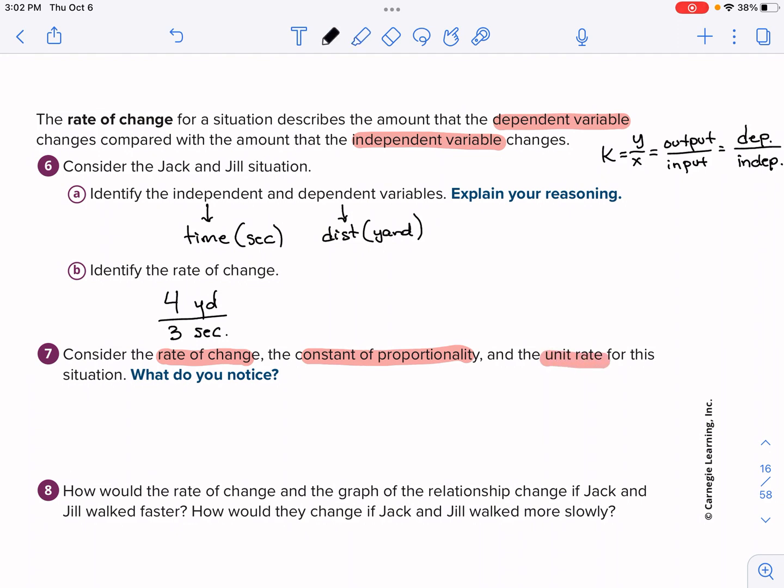They are all the same. They mean the same exact thing. So if you ever hear these words, they're synonymous. All the same, all are 4/3.